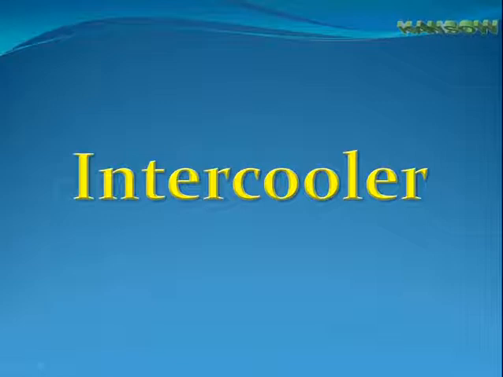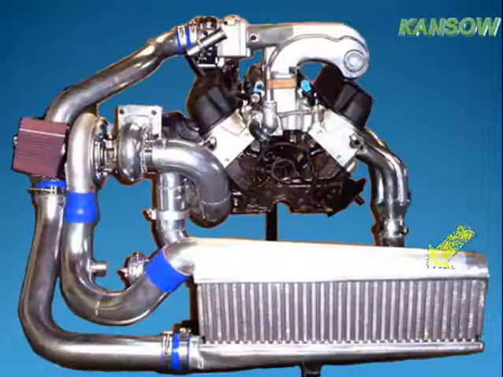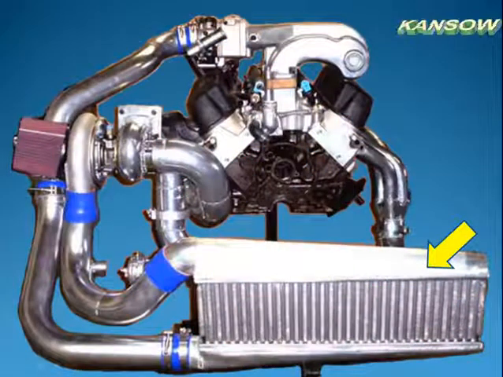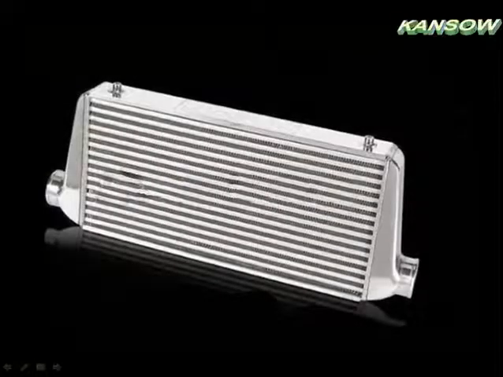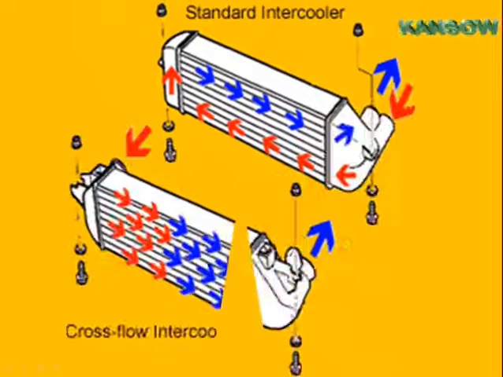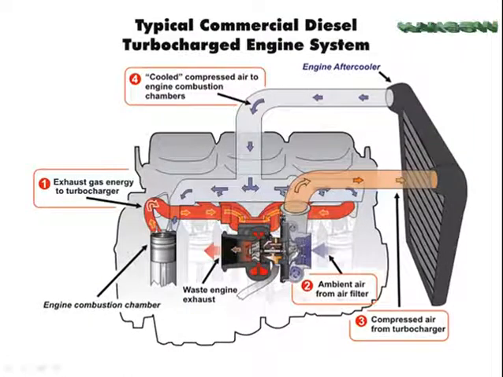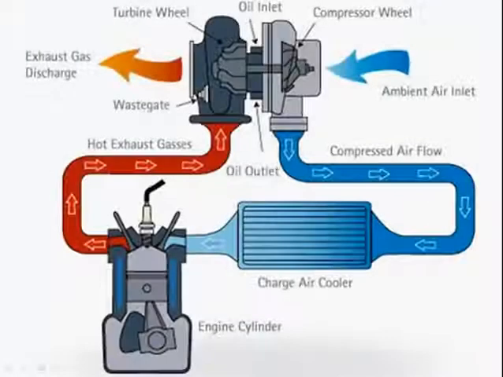Intercooler. When the pressure of the engine's intake air is increased, its temperature also increases. In addition, heat soak from the hot exhaust gases spinning the turbine will also heat the intake air. The warmer the intake air, the less dense, and the less oxygen available for the combustion event, which reduces volumetric efficiency.